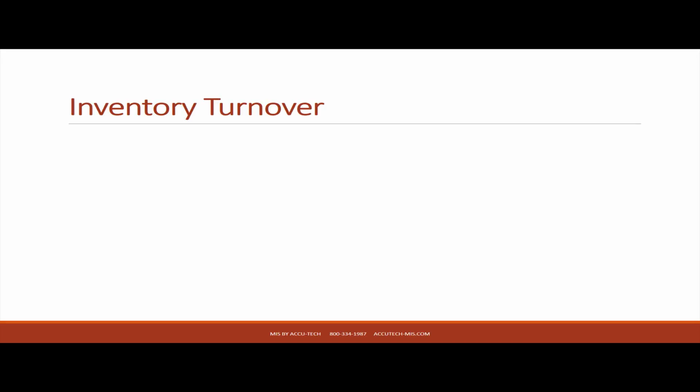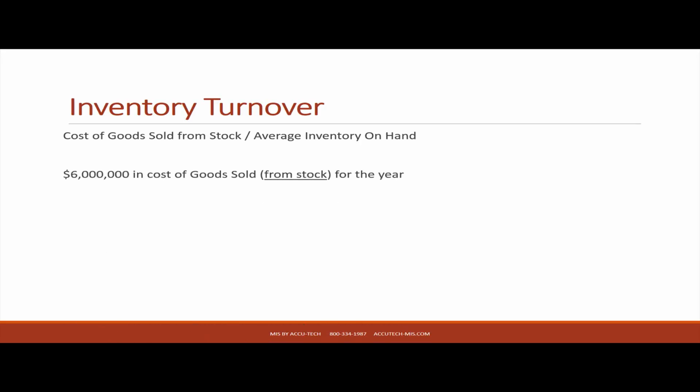AccuTech can help your team with a balanced turnover approach when it comes to your overall gross margin return on investment. The formula for inventory turnover is cost of goods sold from stock divided by average inventory on hand. Let's use an example of $6 million in cost of goods sold for the year and an average of $1 million in average inventory on hand, and you will see that we turn over our inventory 6 times per year.